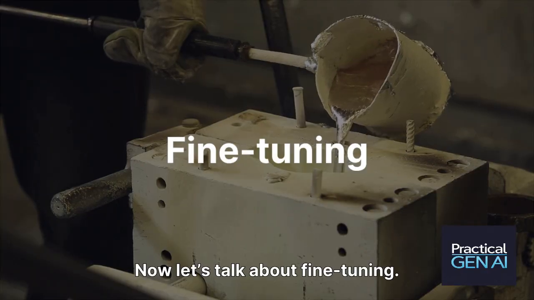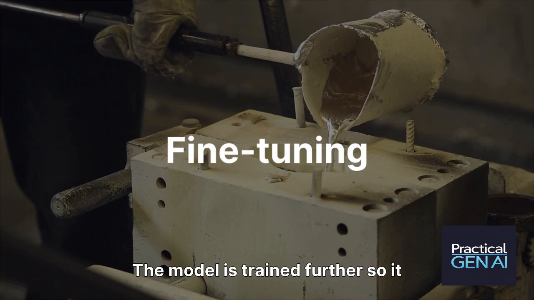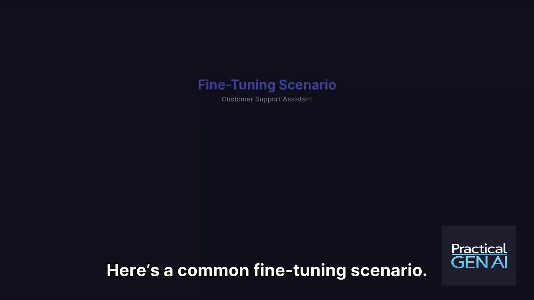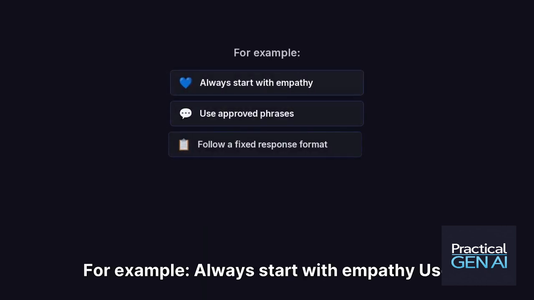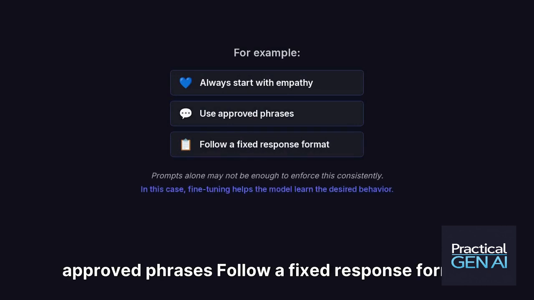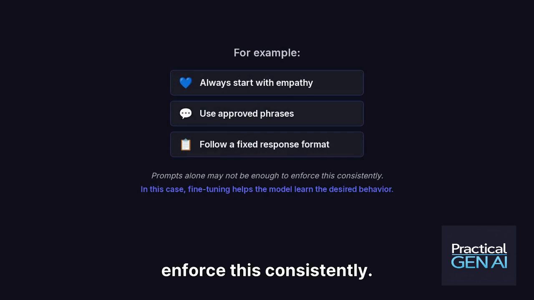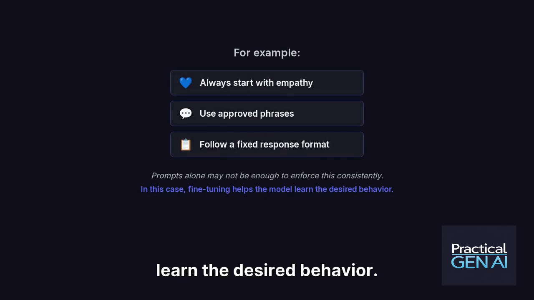Now let's talk about fine-tuning. Fine-tuning changes the behavior of the model itself. The model is trained further so it consistently responds in a specific way. Here's a common fine-tuning scenario. Imagine a customer support assistant. The company wants responses to follow a specific tone, structure, and style. For example, always start with empathy, use approved phrases, follow a fixed response format. Prompts alone may not be enough to enforce this consistently. In this case, fine-tuning helps the model learn the desired behavior.